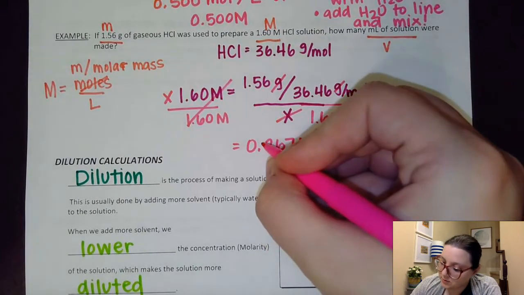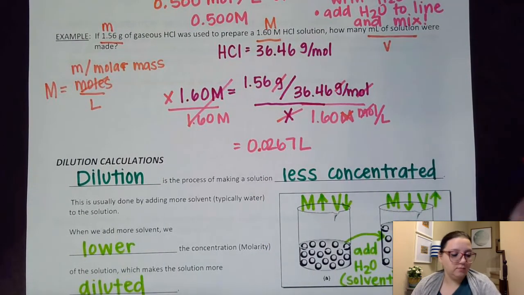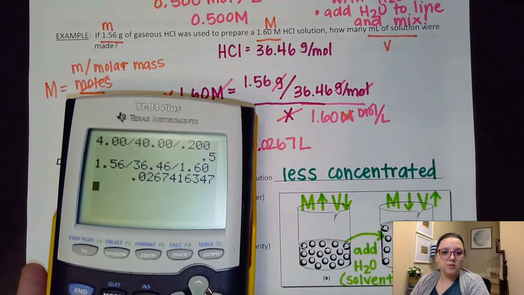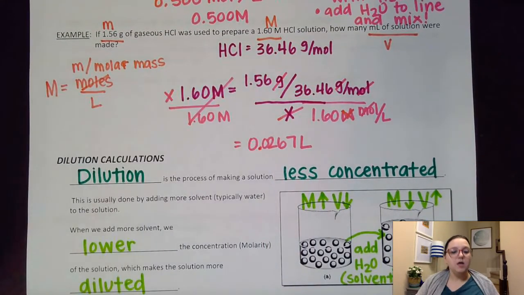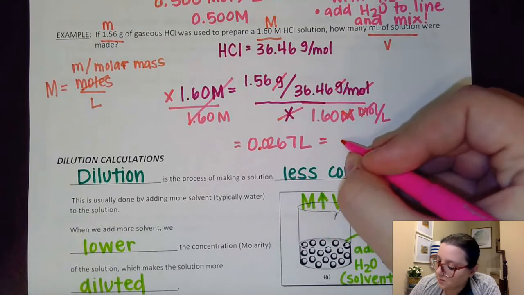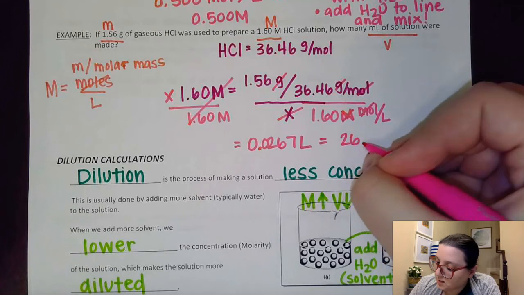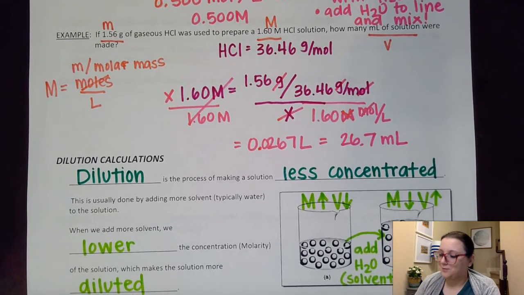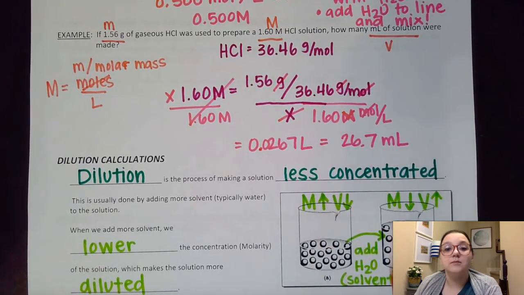Oops, I forgot a 0, didn't I? So let me go back to my calculator here. That had an extra 0 in there, so that was my bad. I wrote that incorrectly. So now when I move my decimal over 3 places, I would come out to 26.7 milliliters. Apologies for my error there. This would be your final number here.